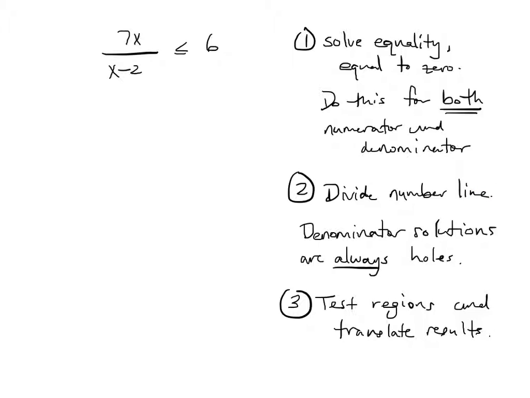The important thing to be careful about is the denominator solutions. Those always show up as holes, because it's undefined. And if it's not a strict inequality, in this case, the numerator solutions will be colored-in dots. Okay. And then test the regions and translate the results.